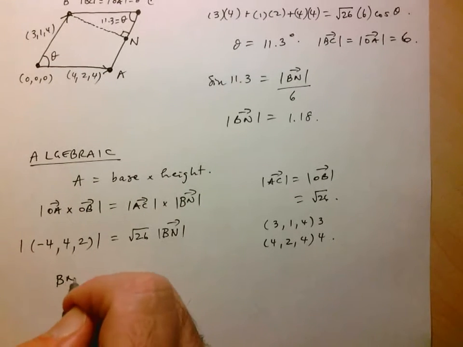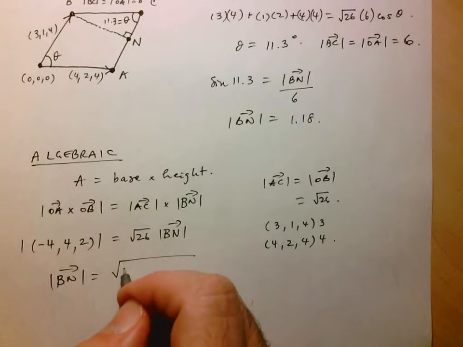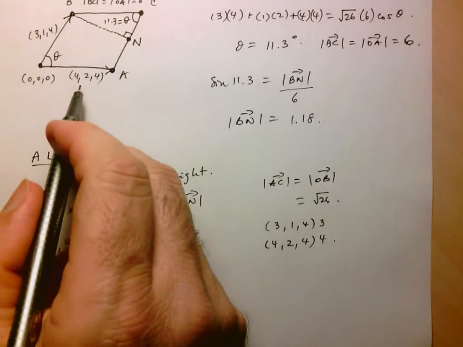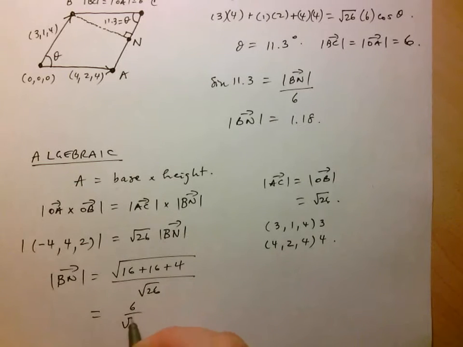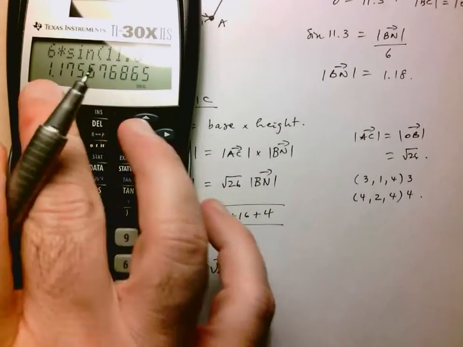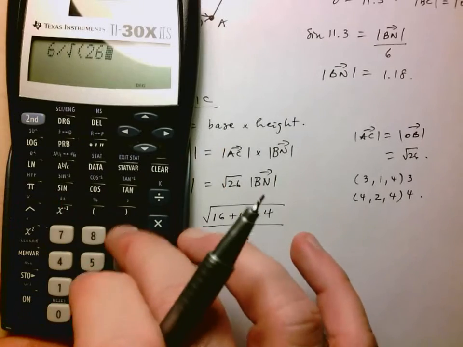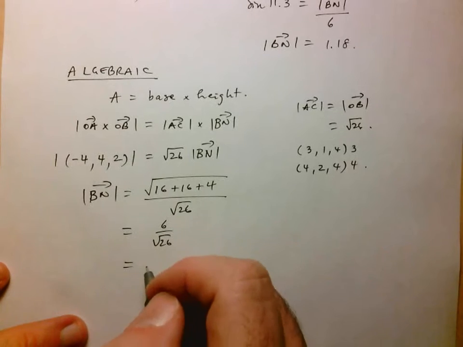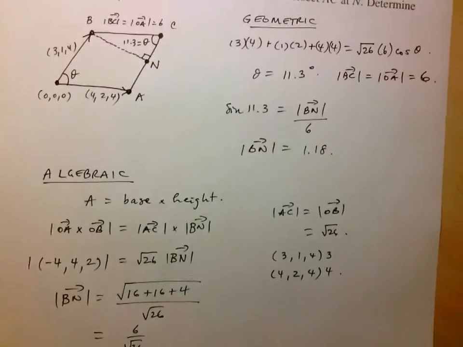So here I've got that the magnitude of BN is equal to, well, the magnitude of this vector here is just the square root of 16 plus 16 plus 4. Hey, not surprisingly, exact same magnitude as that one there, over root 26. So that's 6 over root 26. And when we check that out, remember 1.18 was our original answer, so 6 divided by square root of 26 is equal to 1.18 or 1.17, blah, blah, blah. Okay, the exact same answer as we got before.